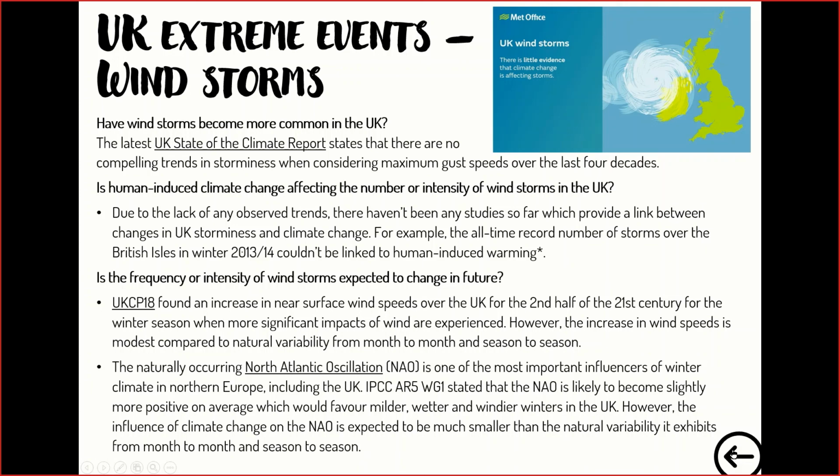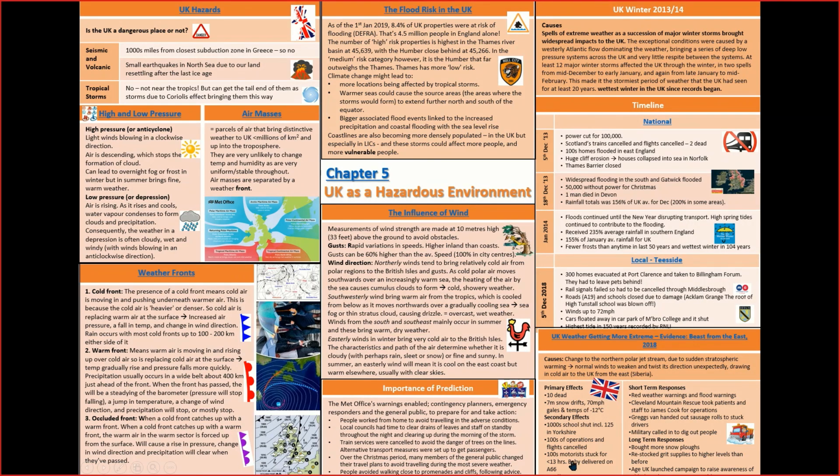But we are still seeing more frequent flooding events. We're seeing more extreme windstorms and, you know, events such as Beast from the East back in 2018, what we just saw here. And you can use your GCSE case studies as another example should you need to for this. So that's the UK as a hazardous environment.